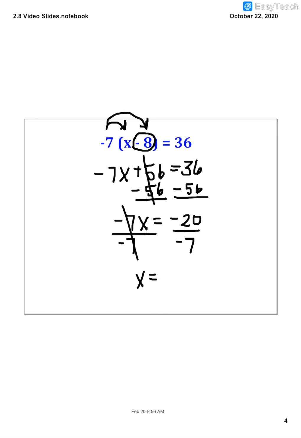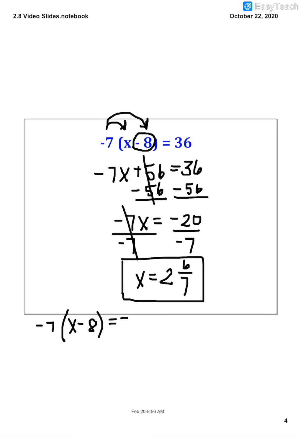x is equal to 2 and 6/7. And that's the answer to this problem. Now again, if I'm going to check, negative 7 times x minus 8 is equal to 36. I substitute into the original equation. I'm replacing x with 2 and 6/7.